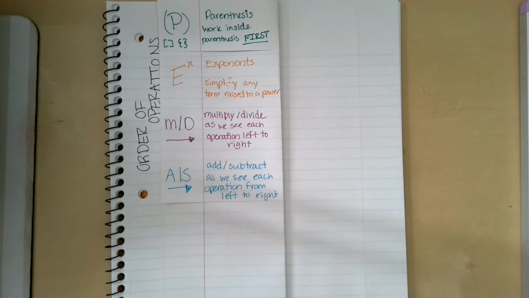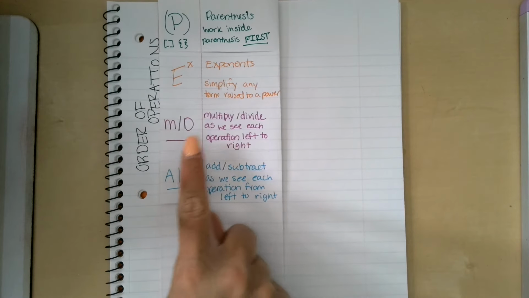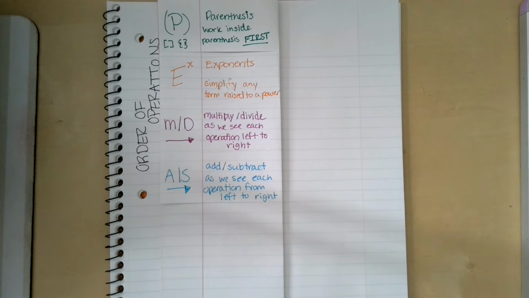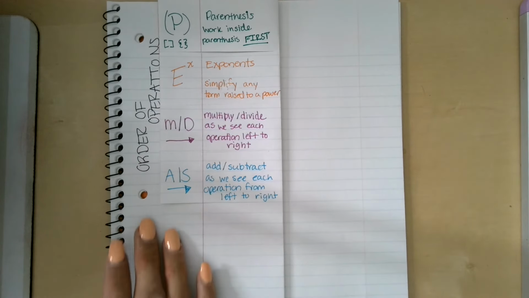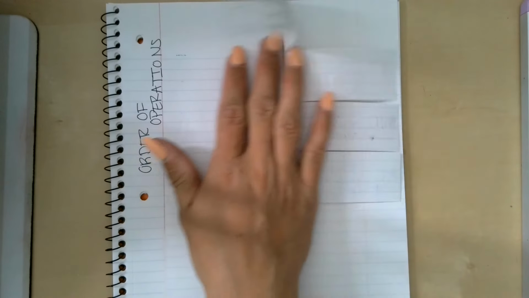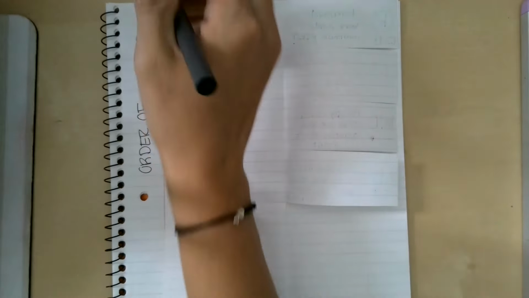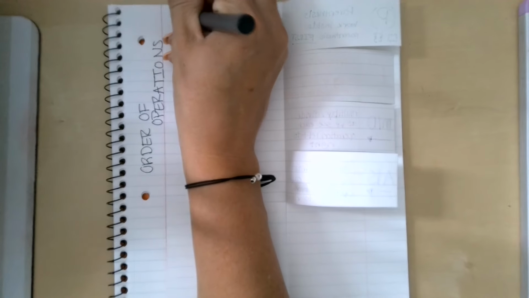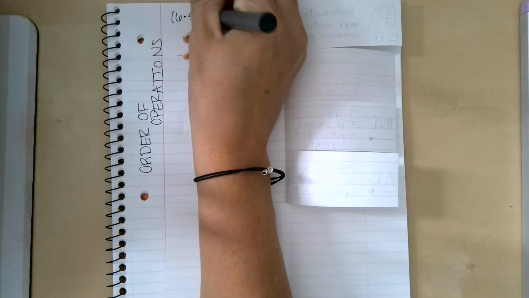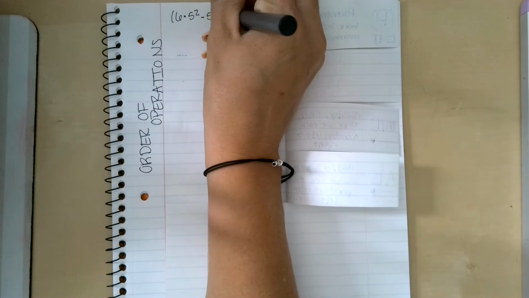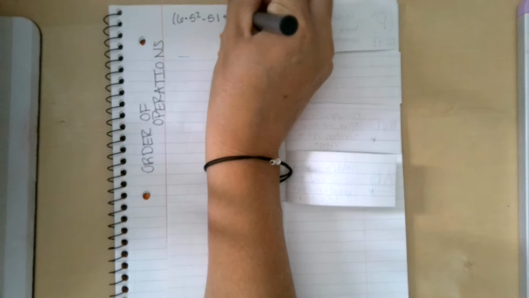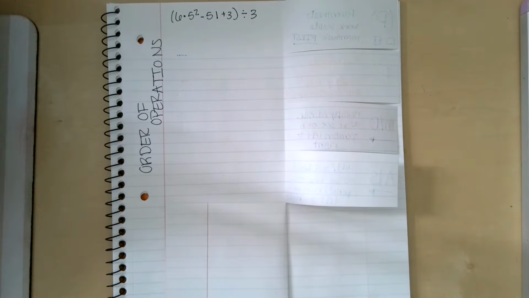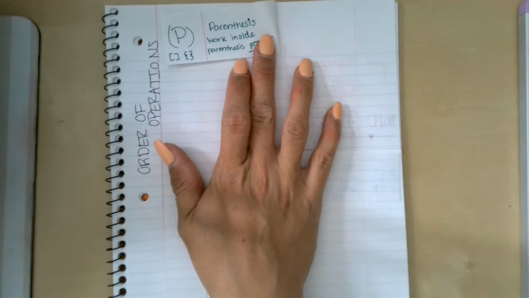Okay, so those are our steps for order of operations. We always follow PEMDAS. We work inside parentheses first. We take care of any exponents. We do multiplication and division as we see it from left to right. And we do addition and subtraction as we see it from left to right. So what we're going to do is start with an example problem. Our example is going to be 6 times 5 squared minus 51 plus 3 divided by 3. So how are we going to solve this problem? Well, using our checklist, we're going to start with parentheses.